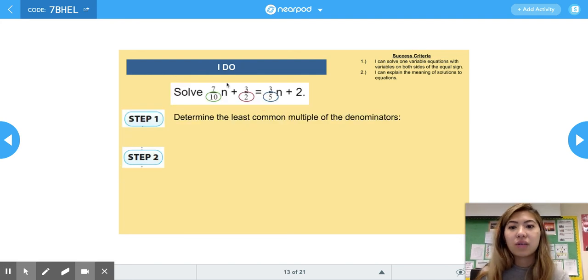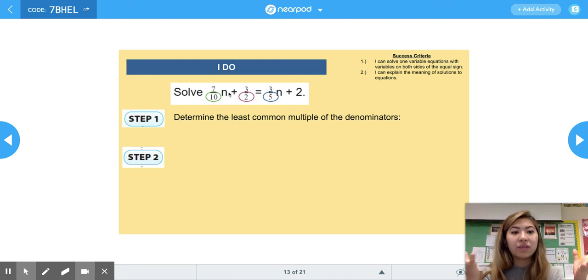So as you can see, we have to solve 7/10 n plus 3 over 2 is equal to 3/5 n plus 2. So just to review, our success criteria is I can solve one variable equations with variables on both sides of the equal sign, and then I can explain the meaning of the solution to the equation. So the solution is the number that makes the equation true, right? Because they have to be equivalent.